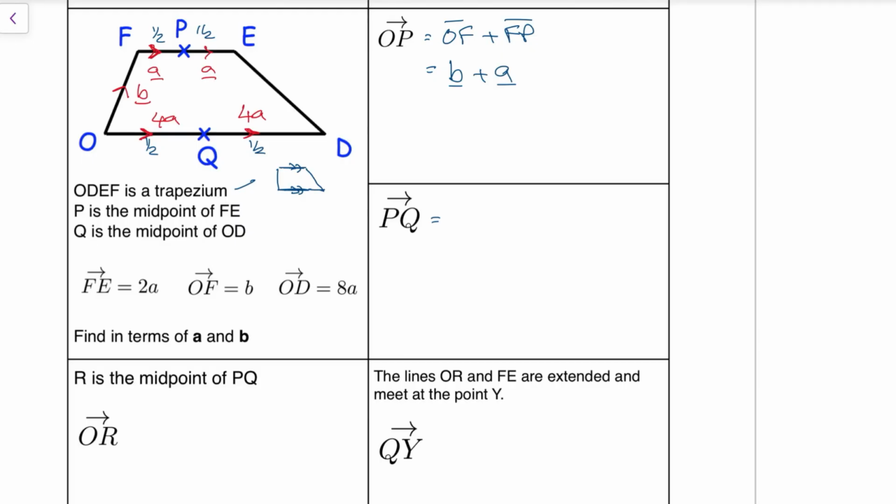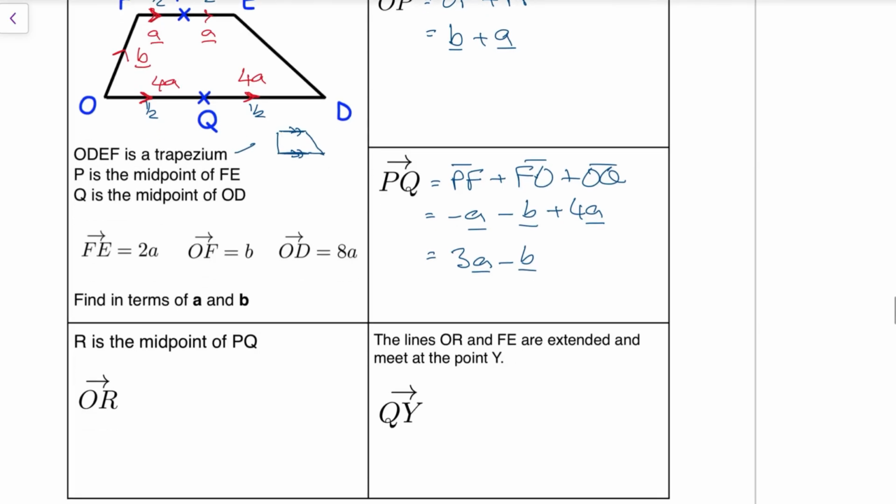P to Q. Now I can go round to the left or I can go round to the right. It doesn't really matter, except I will say I know what F to O is. So it seems easier to go P to F and then go F to O and then go O to Q. Now I've got to be very careful with my arrows here. So P to F is against the arrow, so therefore it's minus a. F to O is against the arrow, so it's minus b. And O to Q is in line with the arrow, so therefore I'm adding 4a. So if I add all these things up, that's going to give me 3a minus b. Again, not terrible. I think the terrible bit might be coming.